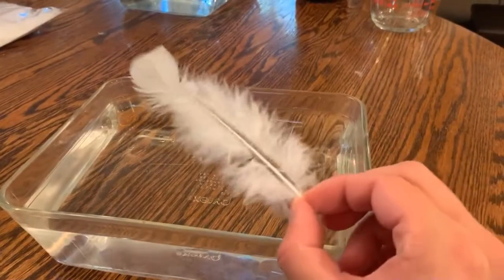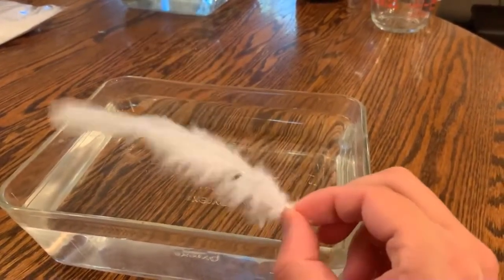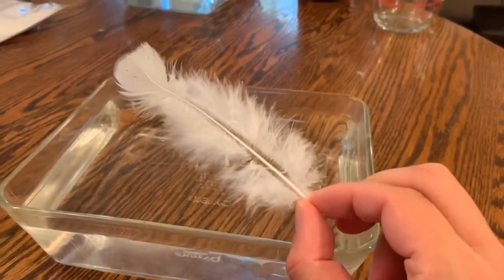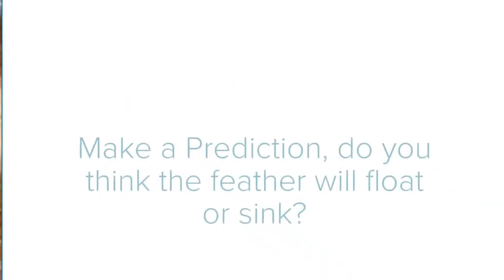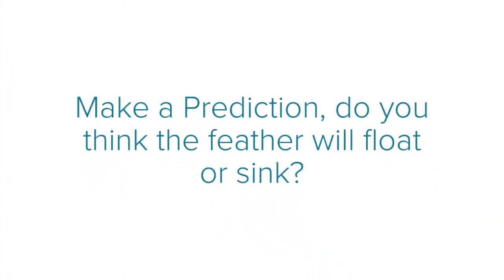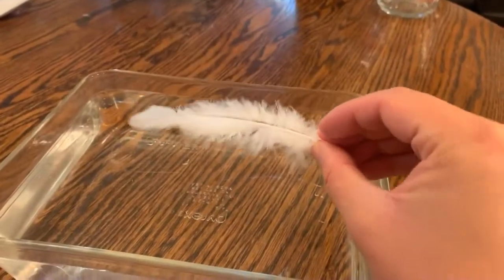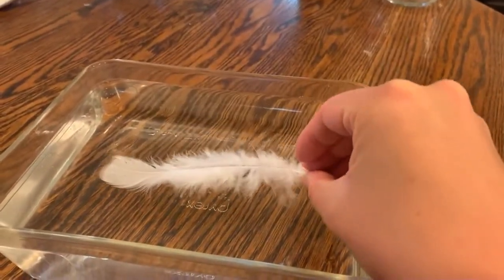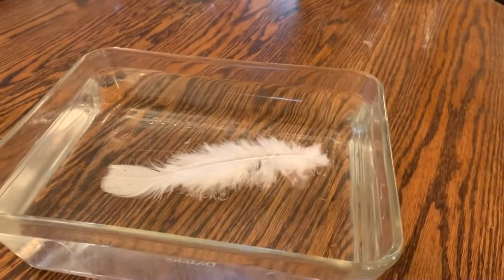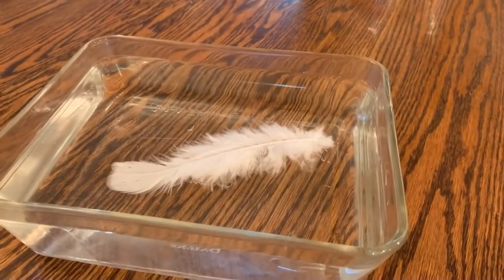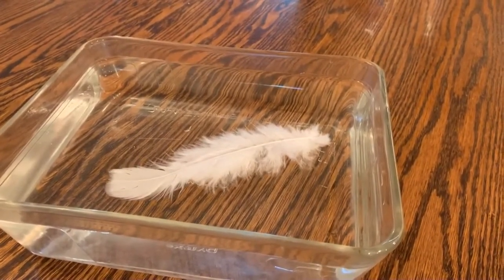To start the experiment off, you want to take one of the white feathers and prepare to lay it gently on top of one of the trays of water. Before you do this, I want you to make a prediction. Do you think that the feather will float or sink when you place it on top of the water? Now that you've made your prediction, let's see what happens. As you can see, the feather is floating gently on top of the water.